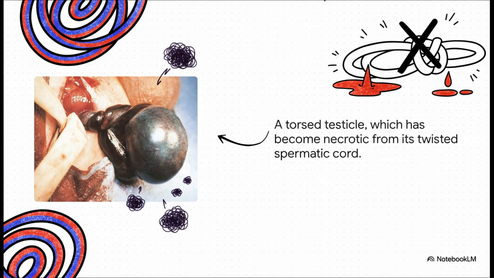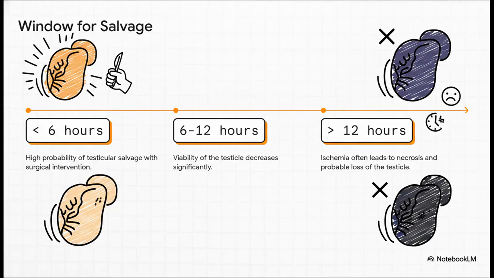And without blood, there's no oxygen. The tissue becomes ischemic, and if it goes on for too long, it becomes necrotic. It dies. That dark, discolored tissue you see, that's what's at stake. Okay, if there's one thing you need to burn into your brain for your exams, it's this timeline.